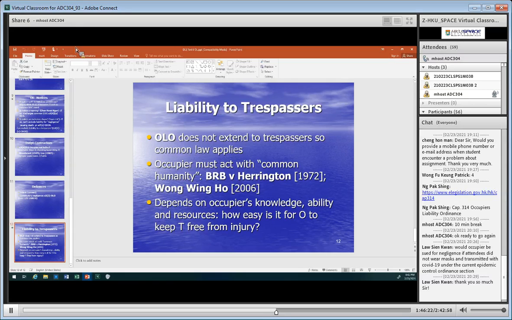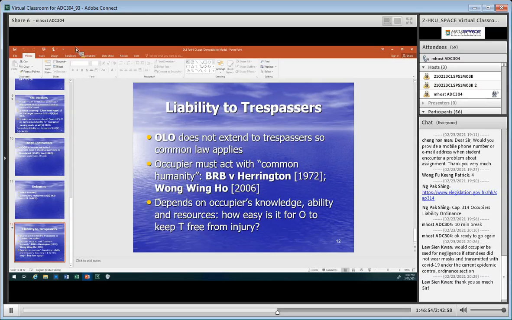You can't put booby traps on your property so that if a trespasser comes in, he gets blown to smithereens. So you've got to act with common humanity, and it depends on the occupier's knowledge, ability, and resources. So the question the courts will ask is, how easy is it for the occupier to keep the trespasser free from injury? So there you are. Interesting. The occupier has to act with common humanity.